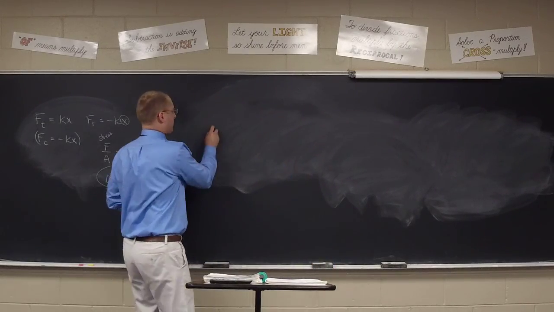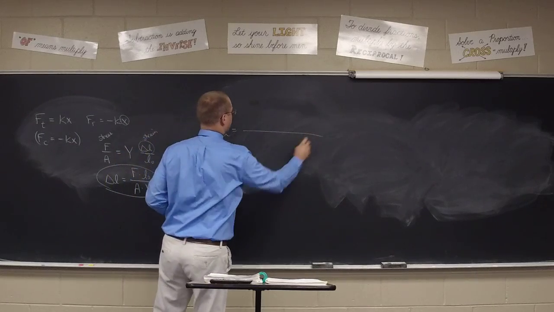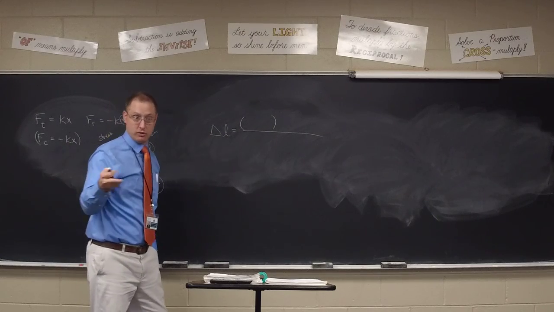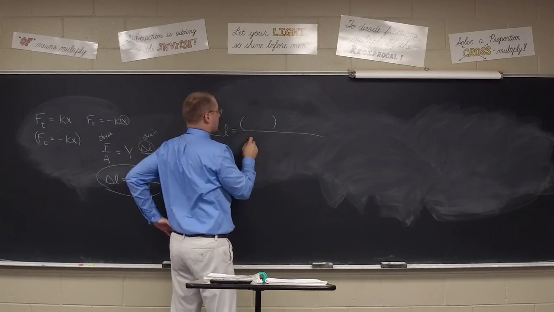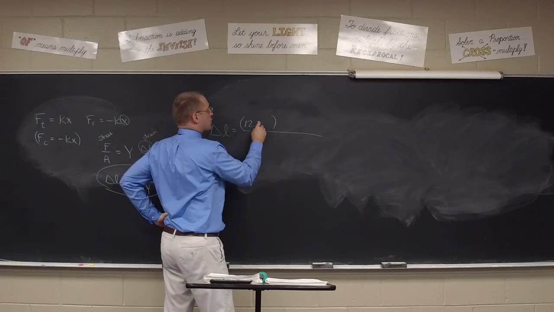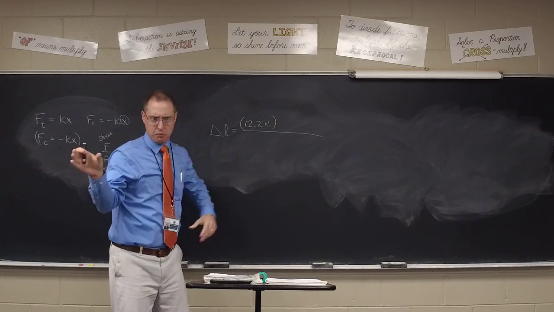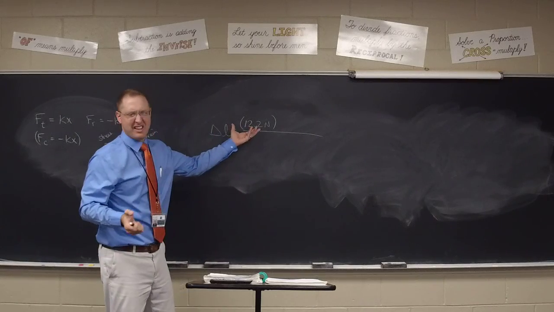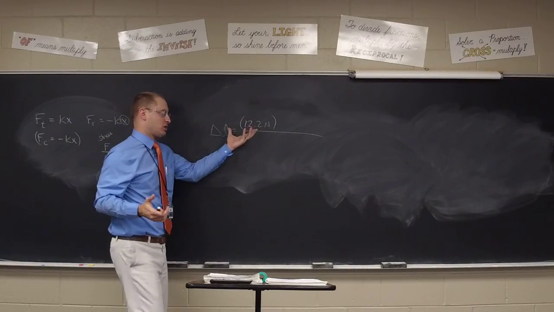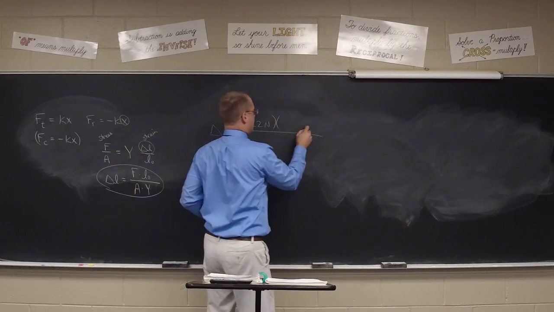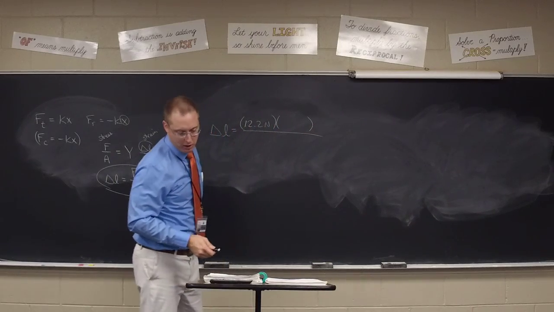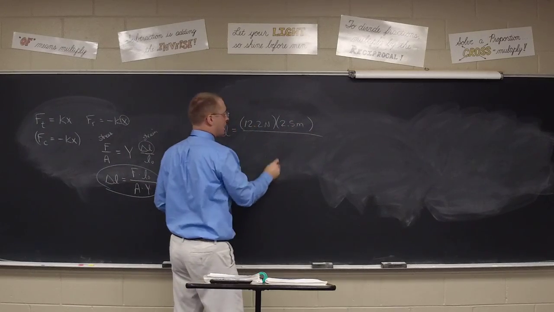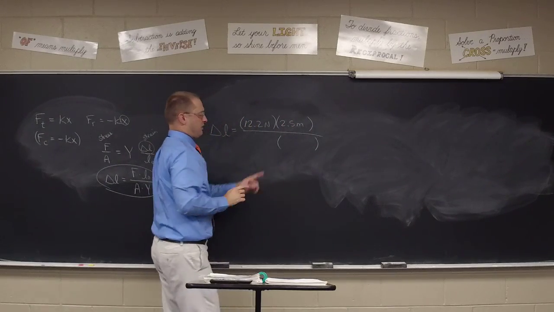So let's go and set up our problem here. We've got our change in length that's going to equal FL over A Y. The force is not much, 12.2 newtons. I gave you those weights, those masses yesterday, to hold. That's about 3 pounds. It's not that much, especially compared to the previous problem. And the original length of the wire, it said, was 2.5 meters.